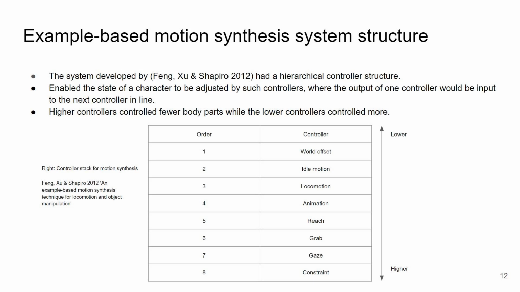The order of the controller stack for each evaluation phase consisted of world offset, idle motion, locomotion, animation, reach, grab, gaze, and finally constraint. The first 4 controllers guided the virtual character to a specific object. The next 2, reach and grab, generate the motion of the arms, hands, and fingers towards the object. Gaze provided head and eye motion, and lastly, the constraint controller made sure that no user or target constraints were violated during the whole character movement process, and conflicts between each controller did not arise.